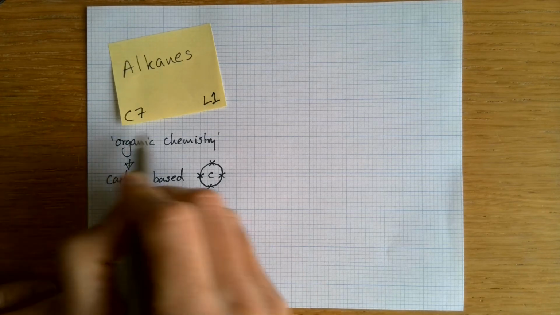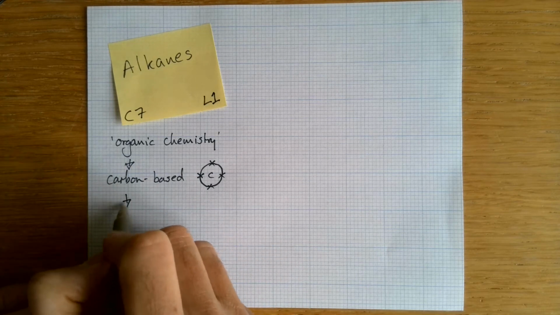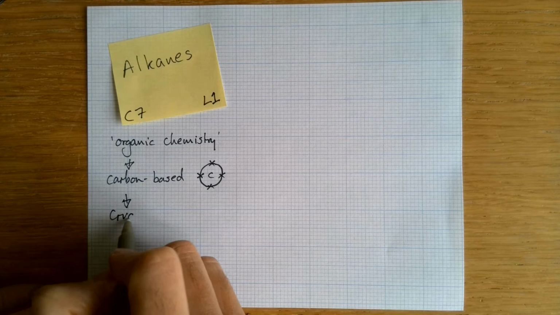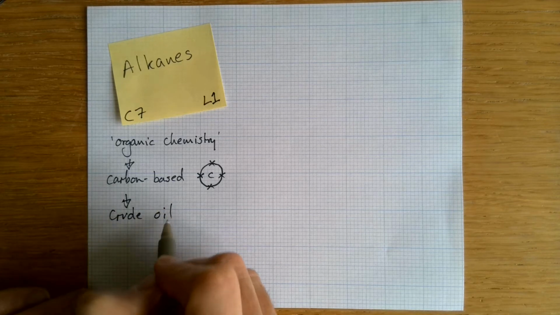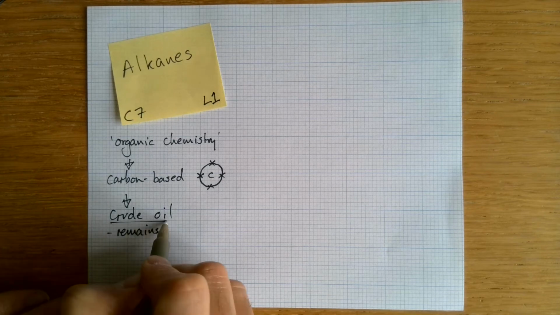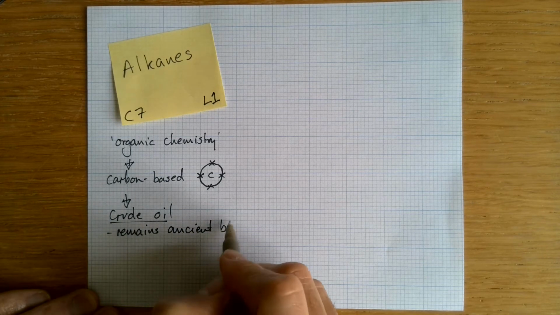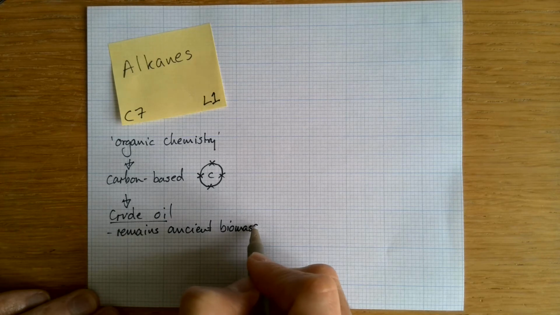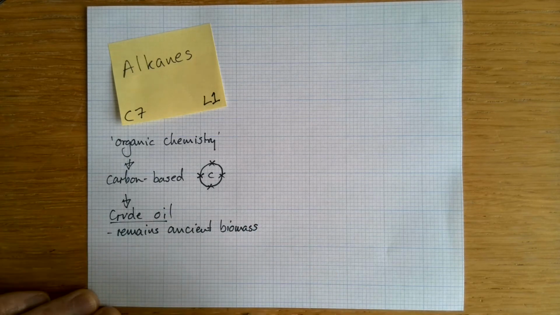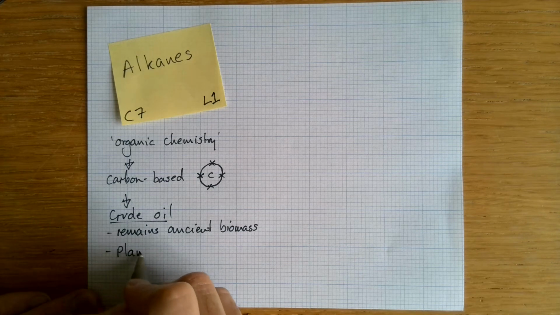So where do we get these carbon-based molecules from? Where do we get these alkanes from? Well, they originate in crude oil. So crude oil is simply the remains of ancient biomass, once living things, plants, animals, that kind of thing. In particular, something called plankton.